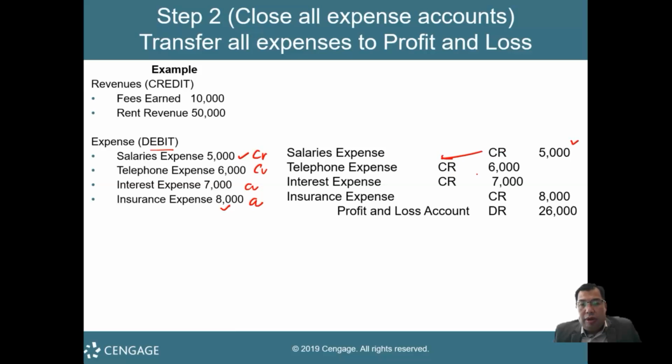Sorry about that. I should bring it here. Telephone expense, credit 6,000. Interest expense, credit 7,000. I should put it on the other side. Credit, put it here. Insurance expense, credit 8,000, and the profit and loss account or income summary, debit 26,000. The total debit, 26,000.